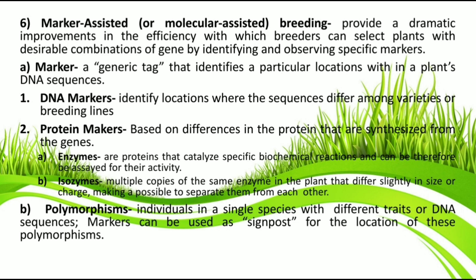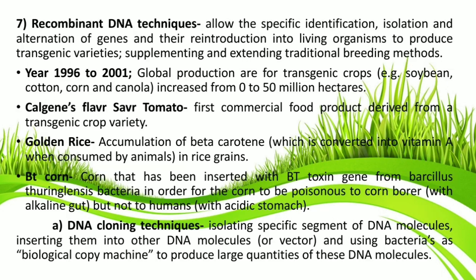So and the other is polymorphism. Polymorphism is when individuals in a single species have different traits or DNA sequences. Markers can be used as a signpost for the location of this polymorphism. So number seven, we have recombinant DNA techniques.